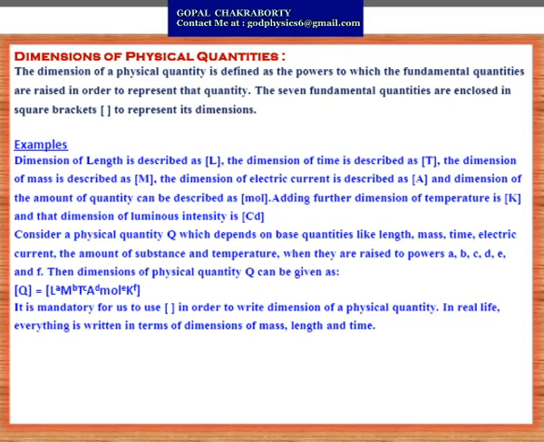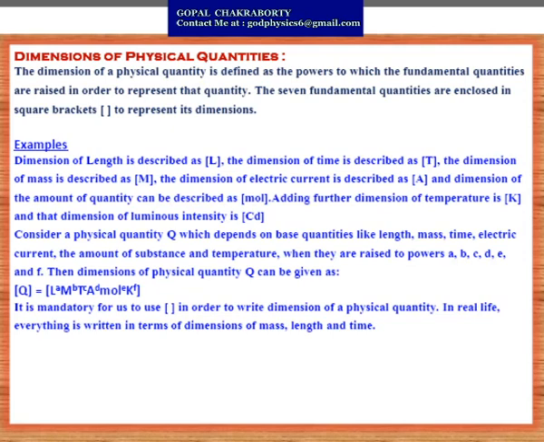So in a general way, how can you express the dimension of some physical quantity? Let us consider a physical quantity capital Q, which depends on base quantities like length, mass, time, electric current, amount of substance and temperature. When they are raised to the powers a, b, c, d, e and f, the dimension of the physical quantity Q can be written as square bracket Q equals square bracket L to the power a, M to the power b, T to the power c, A to the power d, mole to the power e, and K to the power f.